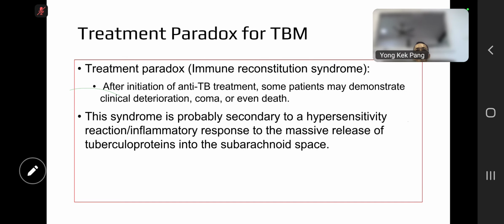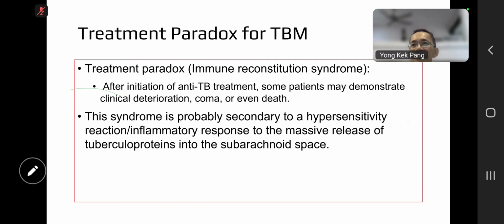The other thing to watch out for is TB meningitis. Many of these patients, particularly the immunocompromised patients, the symptoms may get worse after anti-TB is initiated. And this is because of the immune reconstitution syndrome. So this is very important. Sometimes worsening is not indicating that the treatment is not effective, but it's due to the treatment paradox, the immune reconstitution syndrome. So if you identify them early, in fact, you can actually avoid some of these complications.